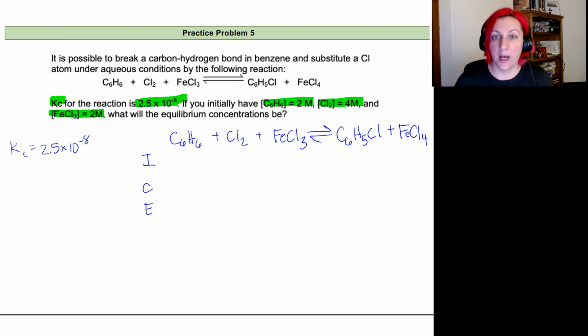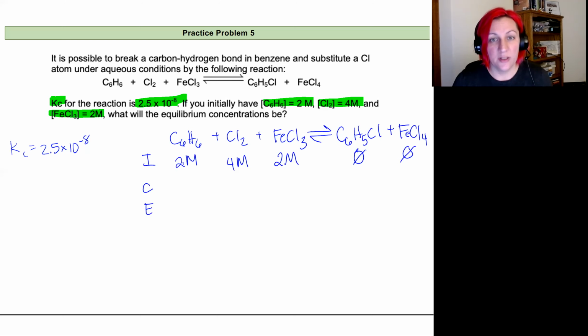I'm going to have my initial, my change, and my equilibrium concentrations, and populate this with the information I know. Whenever I'm told the concentrations of just my reactants, I'm going to assume that my products are starting at 0, that we're combining all of these things together into a beaker, and I'm taking that initial concentration as what I have right when the reaction starts, or before I combine everything. So I'll have 2 molar benzene, 4 molar chlorine, 2 molar iron 3 chloride. I'll have 0 of both of my products.